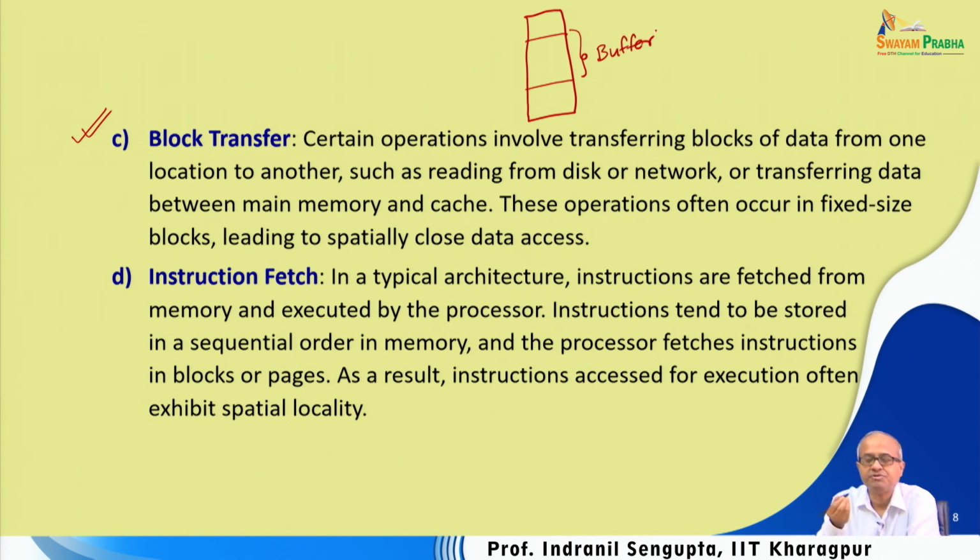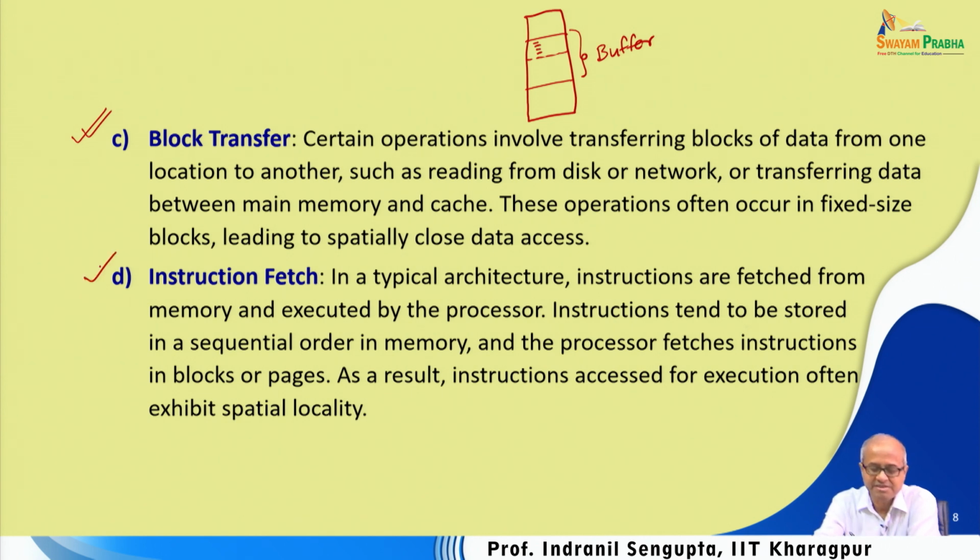So, these blocks which are transferred are temporarily stored in the buffer. Suppose one block is stored here. Let us say a block will contain 2 kilobytes of data. So, there will be a sequence of data that will exhibit spatial locality. I am storing in the first one, then second, then third, then fourth. So, this will result in spatial locality in accessing memory when you are doing block transfer.